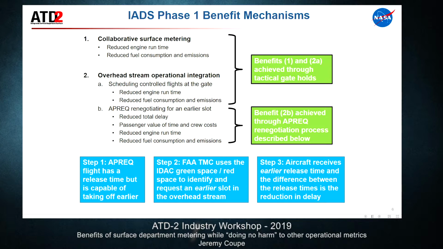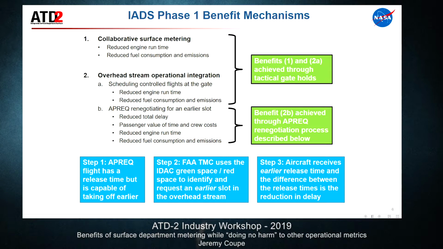The last benefit mechanism here is renegotiating for an earlier slot. The main idea here is you're a controlled flight, you're an APREC, and you have a release time, you have a controlled takeoff time. However, you get out to the surface, you get out to the departure queue potentially a little bit earlier, and what you see is that there's actually an earlier slot in the overhead stream that I can make now that I'm at the departure queue early.